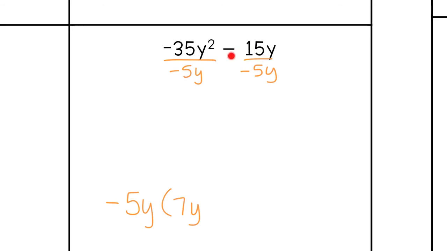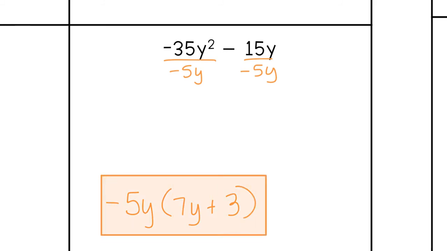Okay, for the next part, I have negative 15 divided by negative 5. Negative divided by a negative turns into a positive 3. And then y divided by y, they cancel each other out. So no more y. And that would be our answer after factoring out the greatest common factor.